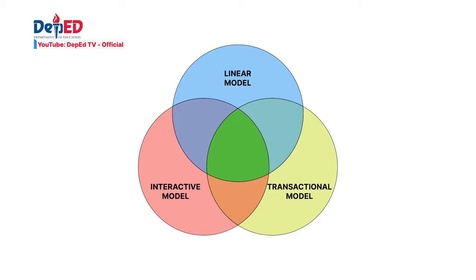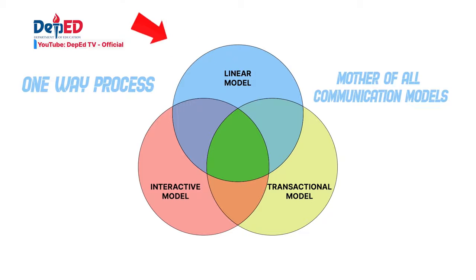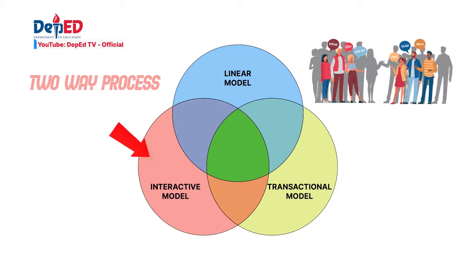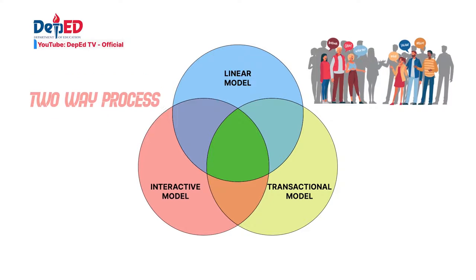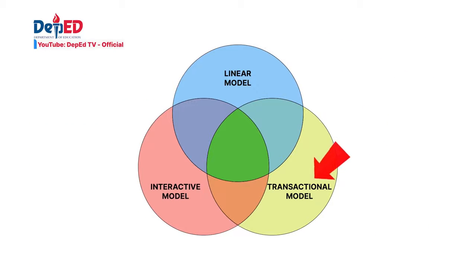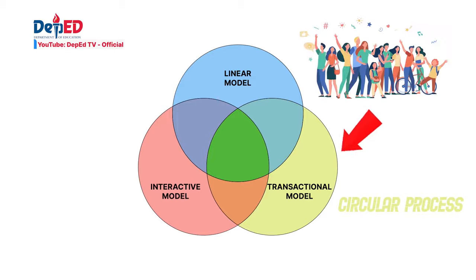Linear model is a one-way process. This is also known as the mother of all communication models. Interactive model is a two-way process. There is an exchange of messages from the sender and the receiver. Transactional model is a circular process. A group of people actively participates in a communication situation.